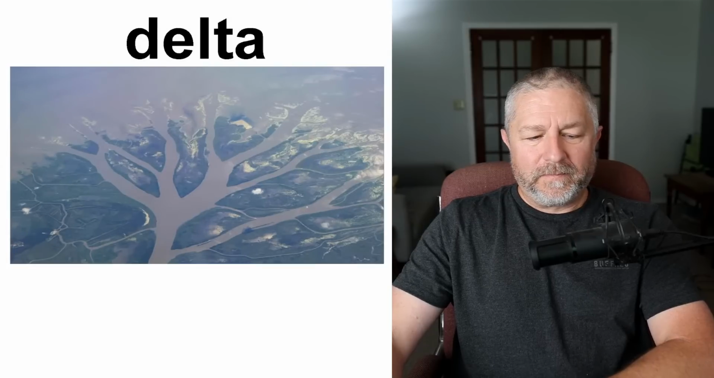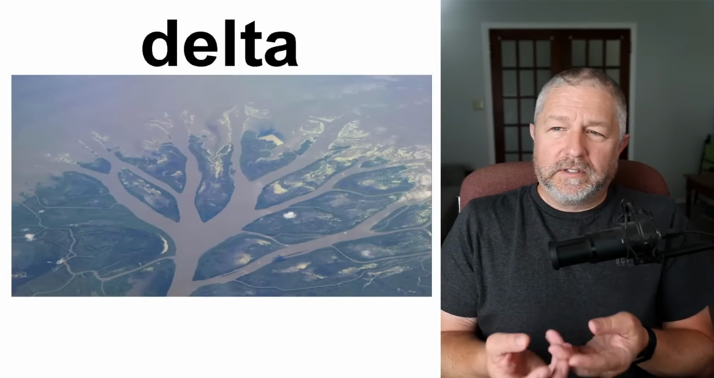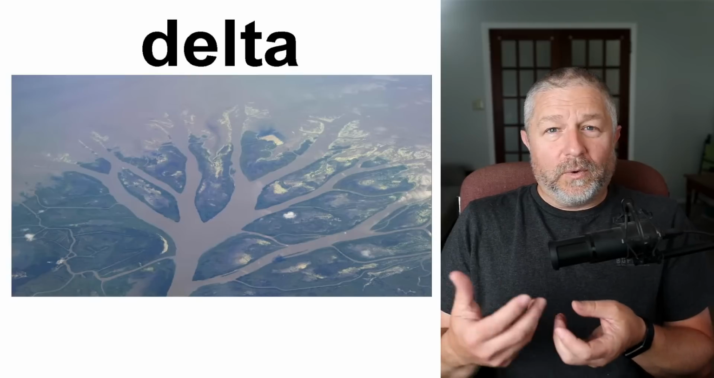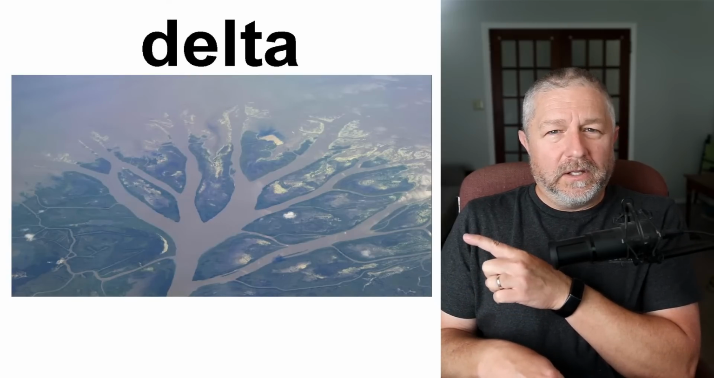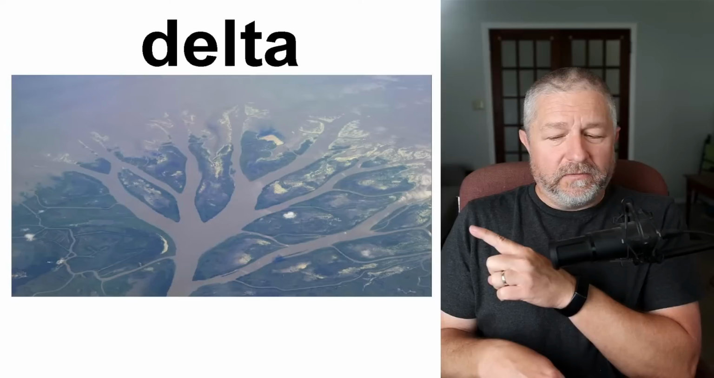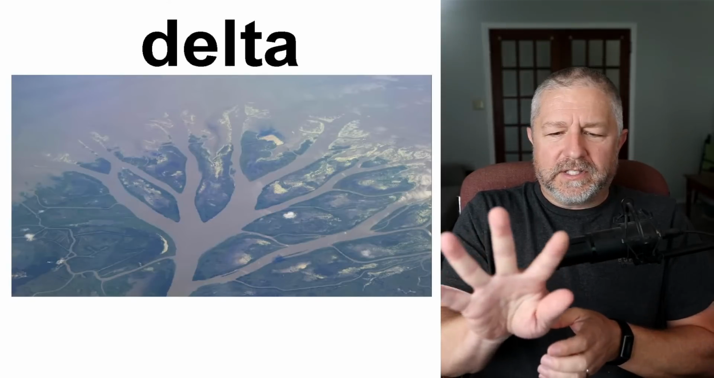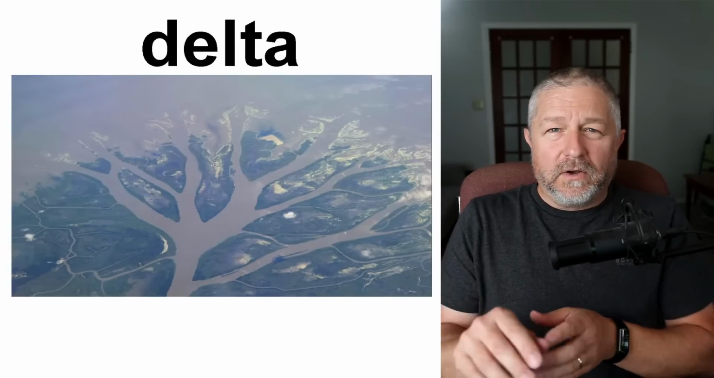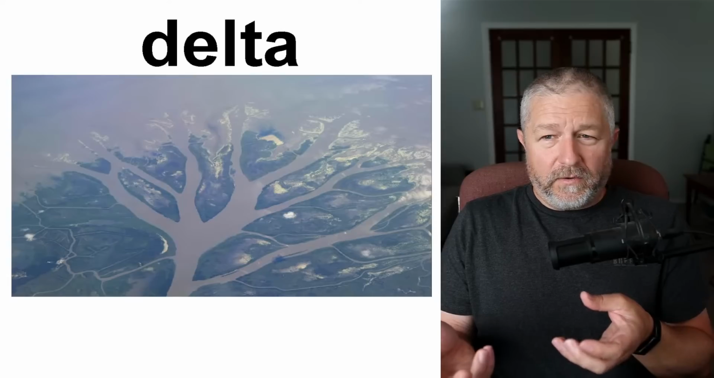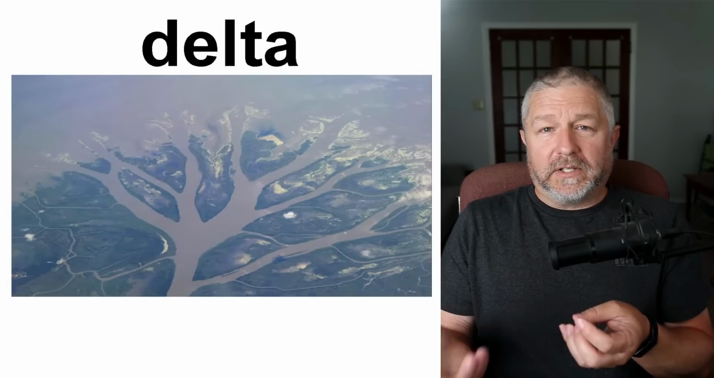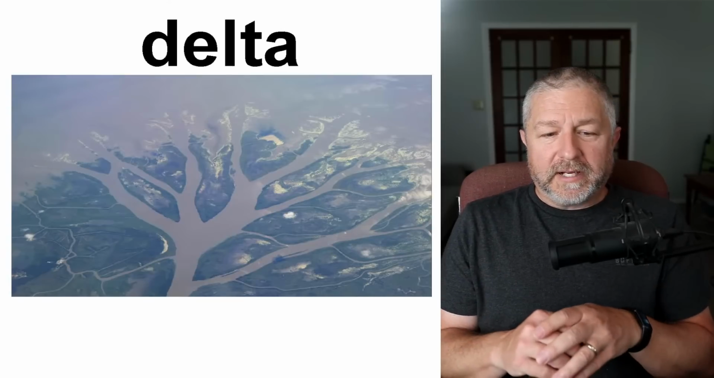A delta. So a delta is an area where a large river flows into a lake or ocean. So you can see here, as a river gets close to a larger body of water, it will start to split. And we call this split, this whole area, a delta. If you follow the Mississippi River in the United States, you get to the Mississippi Delta, where the Mississippi flows into the Gulf of Mexico.